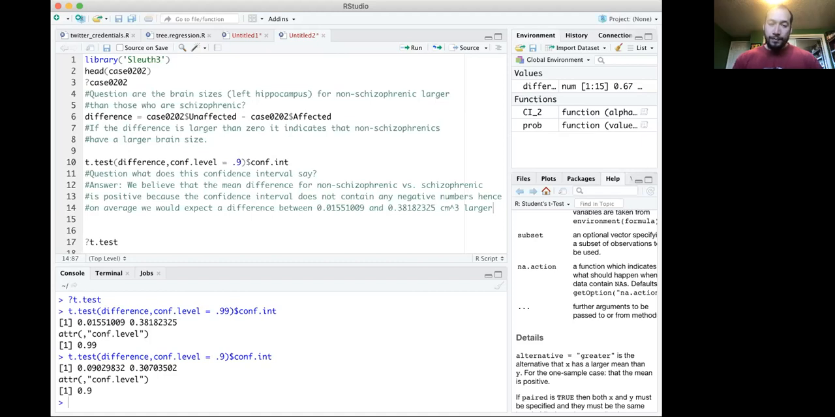Here's my other question for you all. Question: why are larger confidence levels associated with a larger interval? So for example, the 99% confidence interval is larger. And what's your answer for that?